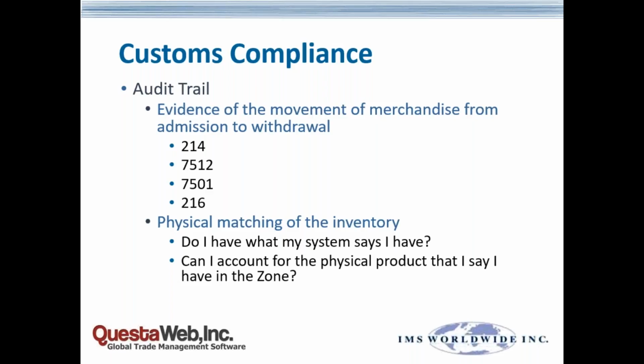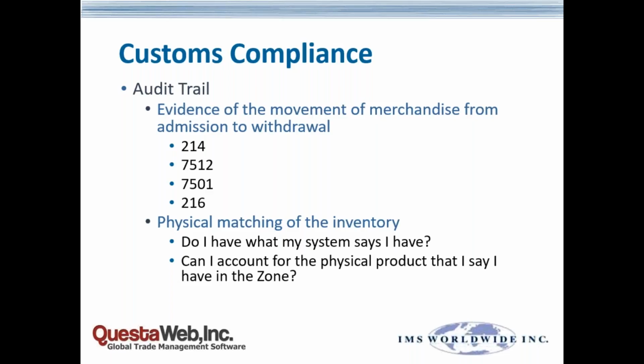But the audit trail is what customs reviews relative to your merchandise while it has been in your zone. So it is evidence of the movement of the merchandise from the beginning to the end, or admission to withdrawal, receiving to shipping. That is what your audit trail is, and it has documents along the way that need to be maintained. Documents such as 214s for your zone admission, 7512s, 7501s.